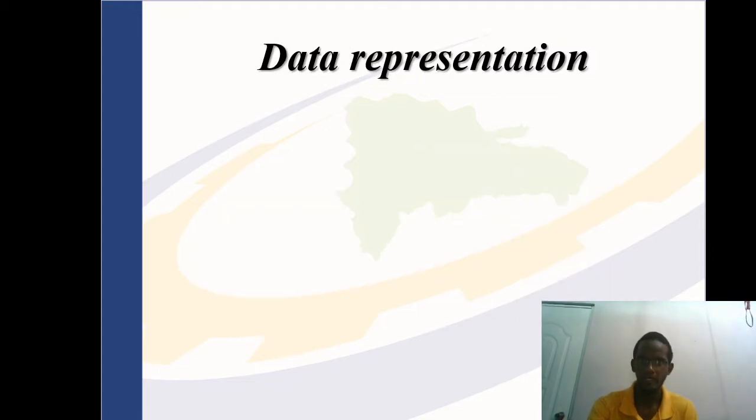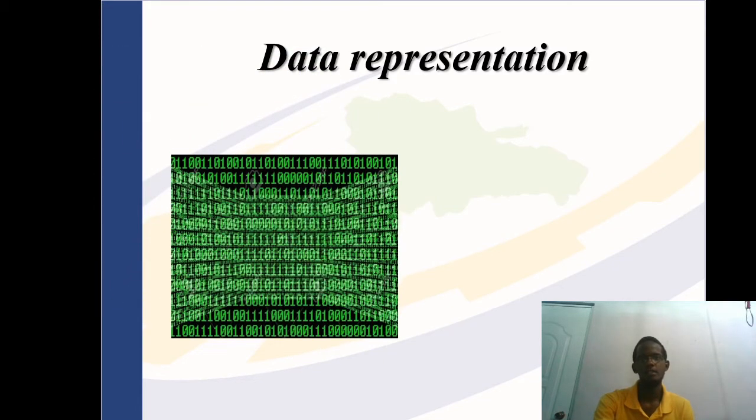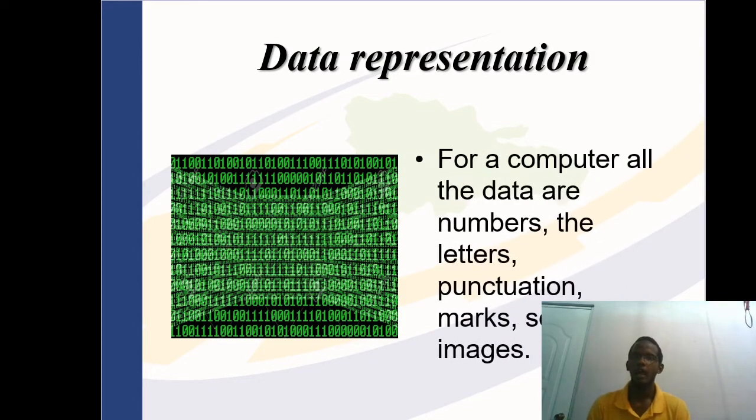Data representation. This is how the computer represents data: with 0 and 1. For a computer, all data are numbers, including letters, punctuation marks, sounds, and images. The computer instructions are also numbers. A switch can only have two possible states, on and off, so it only has two numeric symbols. 0 represents off and 1 represents on. When you introduce a 9 into the computer, it is represented as 1001.